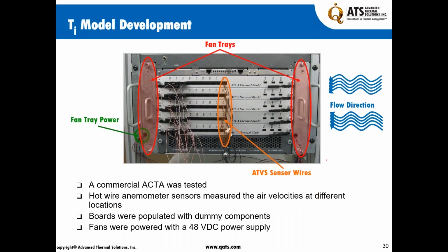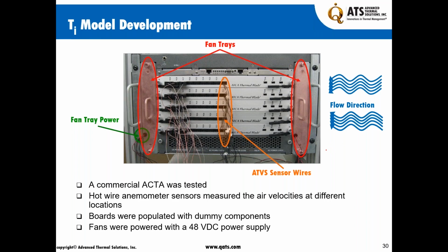So we set up a model of the ATCA with the dummy boards. You can see the thermocouples coming out of the system. There are fan trays on either side, and it's a commercial ATCA package. And the sensors that you see are hot wire anemometers that we have put in place in order to measure the air velocity and air temperature when the flow is coming from right to left.